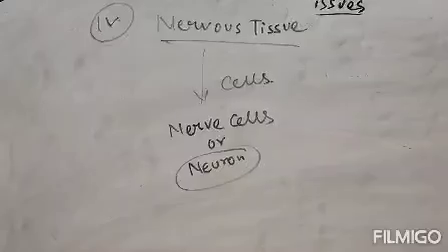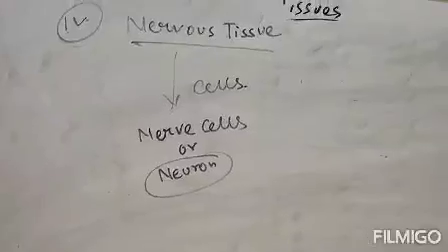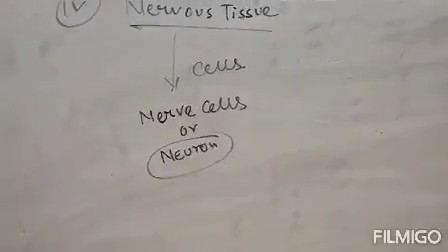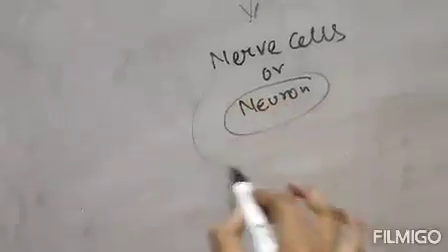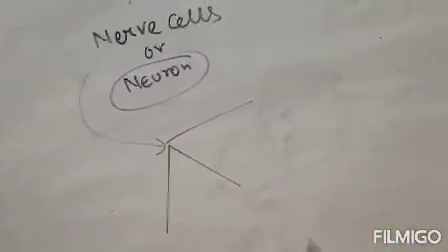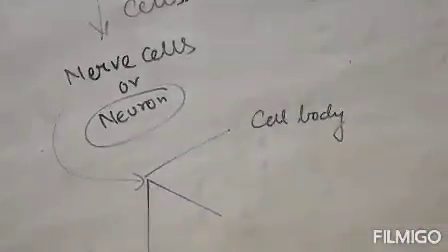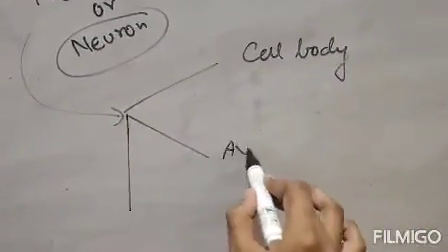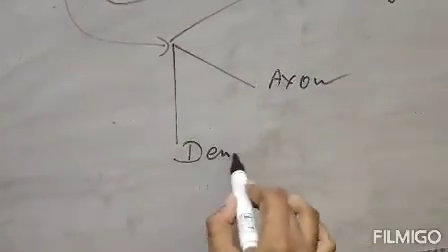Clear? An individual nerve cell or neuron may be up to 1 meter in length, and it is composed of three major parts. One is the cell body, one is the axon, and the third is the dendrites.